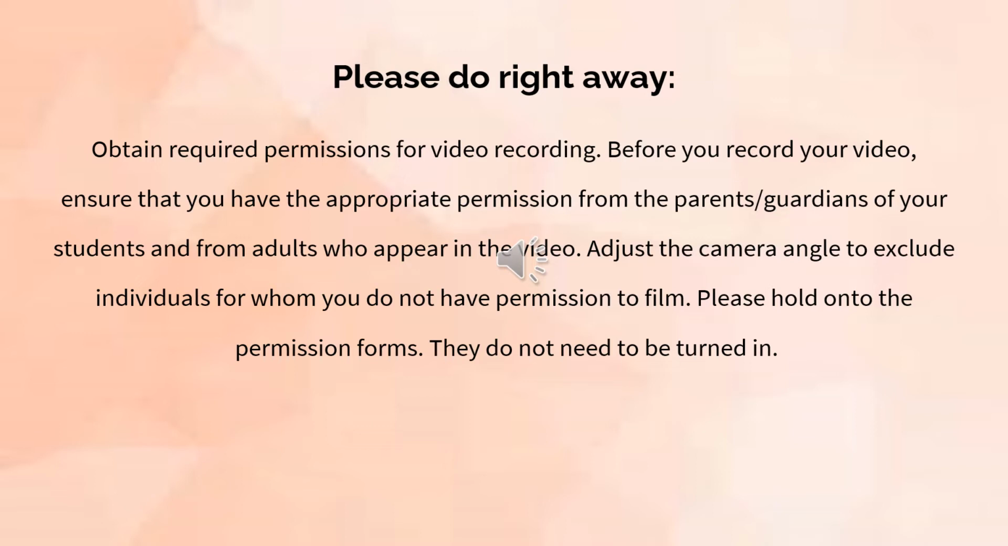For these videos, you want to make sure that you adjust the camera angle if there are any students who did not give you the permission slip, so that we don't see them on camera. They can still be in class, but you can't see them or hear them.